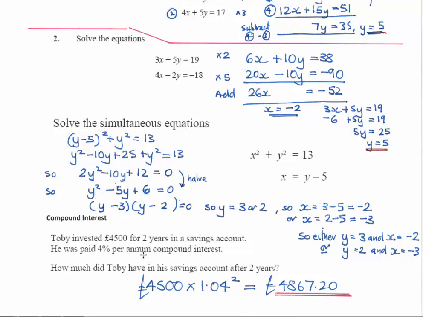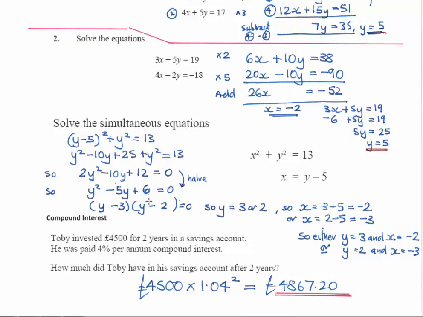So I need to factorize it. I'm looking for two numbers that are going to multiply to make 6 and add together to make minus 5. And the answers are minus 3 and minus 2. Minus 3 times minus 2 makes plus 6. Two negatives make a positive. And minus 3 add minus 2 makes minus 5.